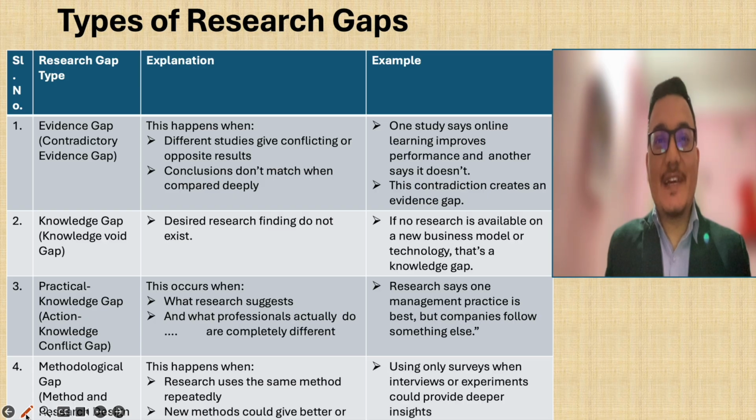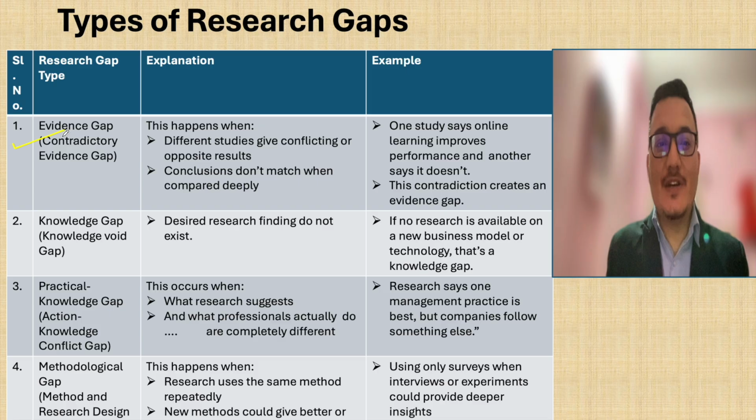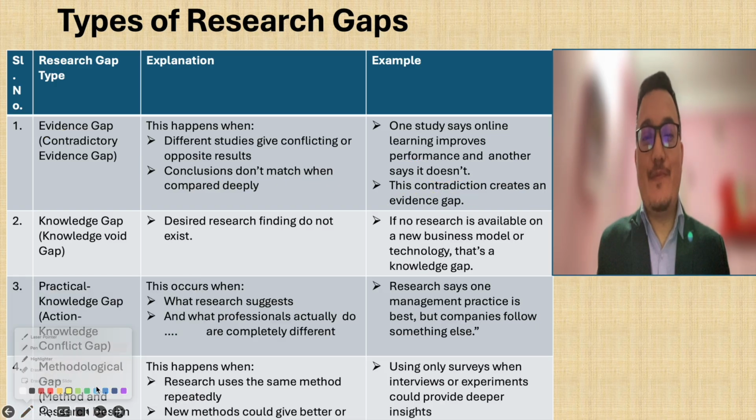So let's talk about evidence gap. An evidence gap occurs when different studies give opposite or conflicting results. For example, we can take that one study says online learning improves performance, while another study says it does not. That means online learning does not improve performance. Because the conclusions do not match here, this creates an evidence gap and more research is required to find the truth of research.